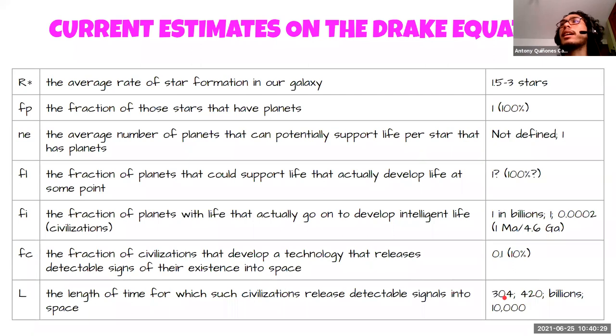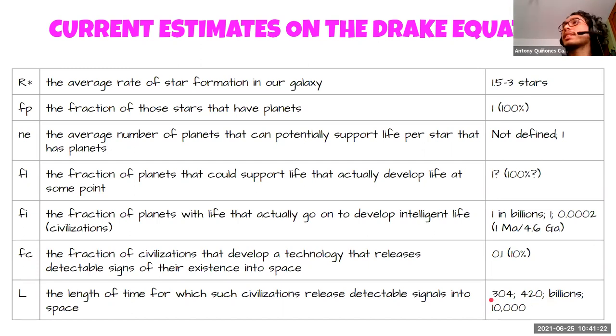Michael Shermer is a scientist who has proposed these years, 304 and 420, based on all the civilizations that we have seen, like, for example, the Roman Empire and all of those different civilizations. He said, okay, they lasted this amount of years, so maybe that's the amount of years that life could be emitting signals. But some other scientists say that the length of time could be billions of years, since maybe intelligent life can know how to achieve immortality, or maybe that life is replaced by artificial intelligence. So they could be emitting signals for billions of years.